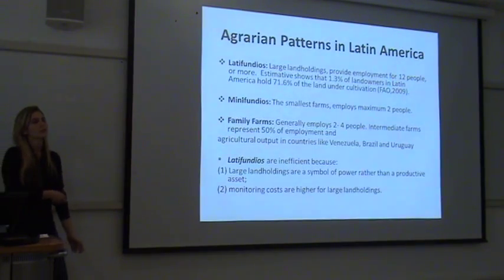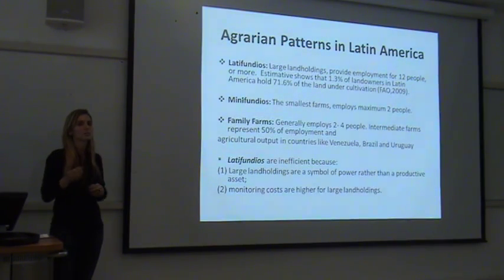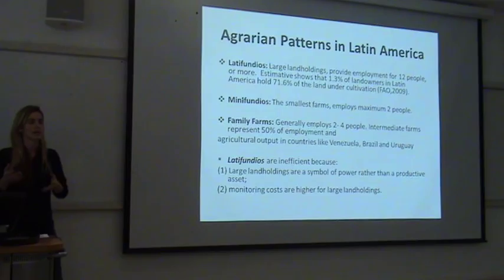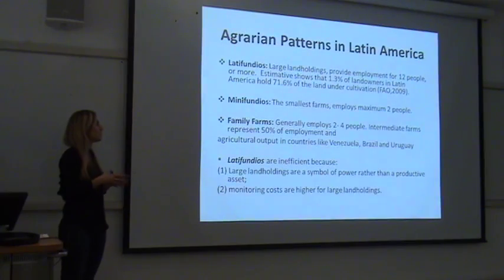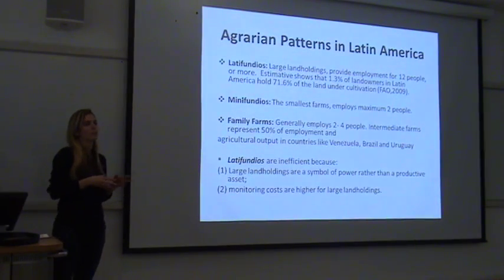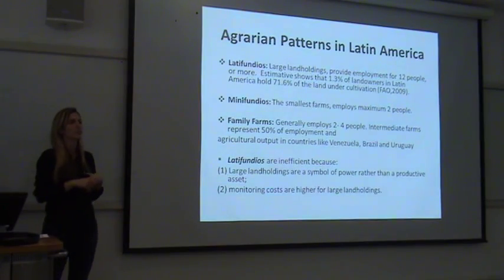The second category is the minifundios, which are very small farms that tend to employ a maximum of two people. Generally, it is a family where only two people would be working. And then there are the family farms, which generally employ from two to four people.